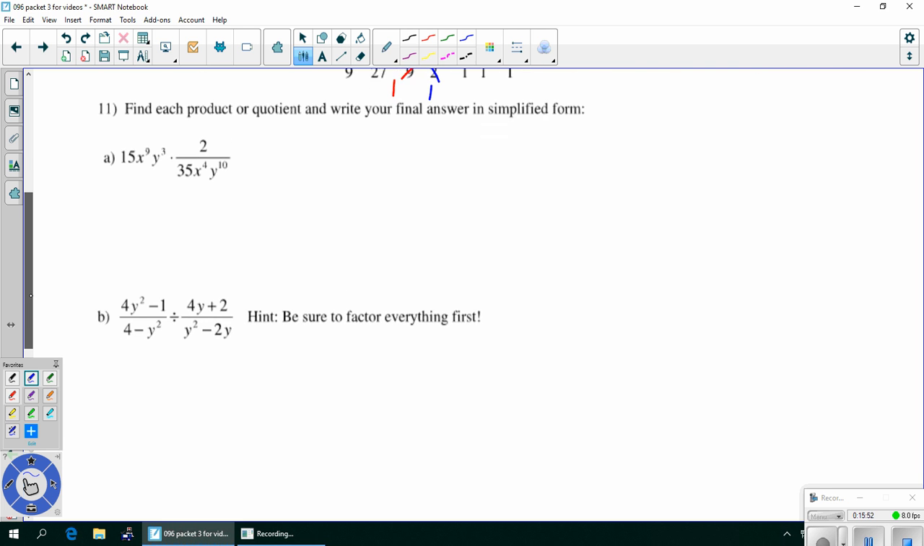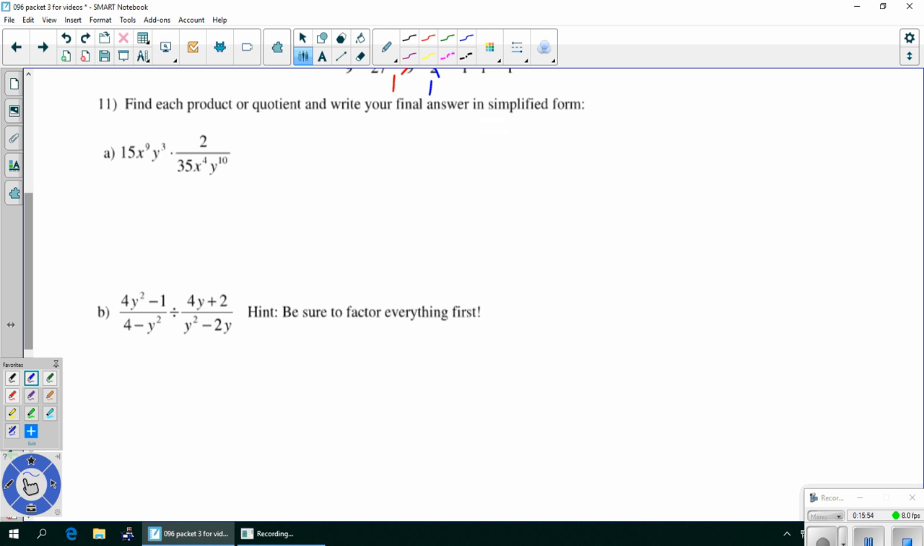Okay, let's try 11. 15x to the 9, y to the third, times 2 over 35x to the 4, y to the 10. I like both of these to look like fractions, so I'll force this one with an over 1. And then we'll start reducing. 15 and 35 have a common factor of 5. 5 goes in 3 times and 7 times.